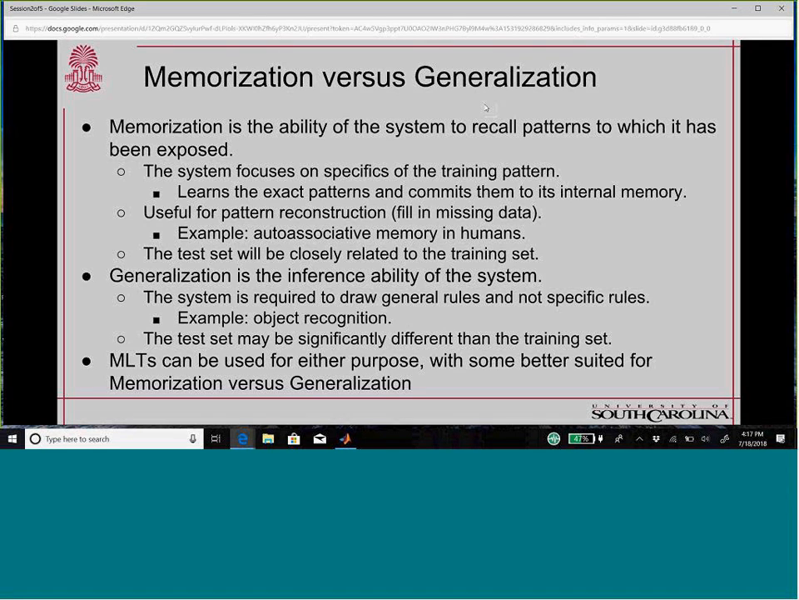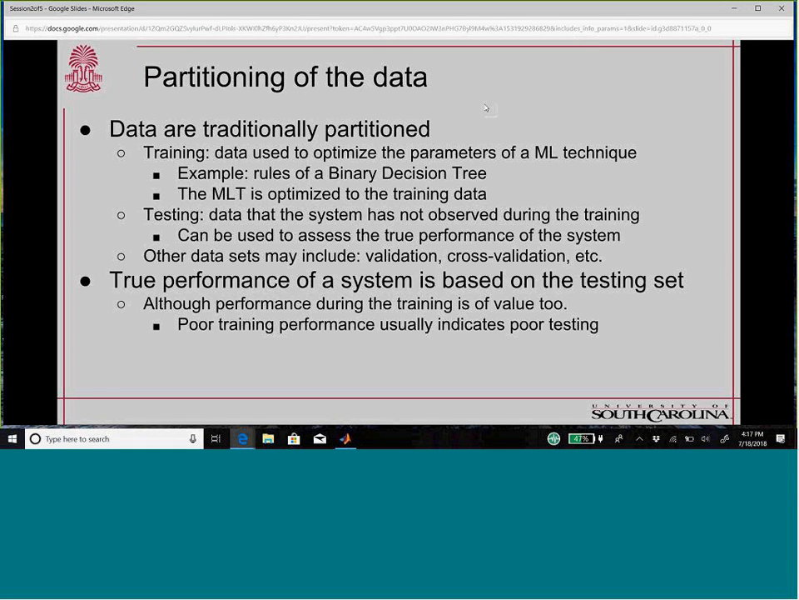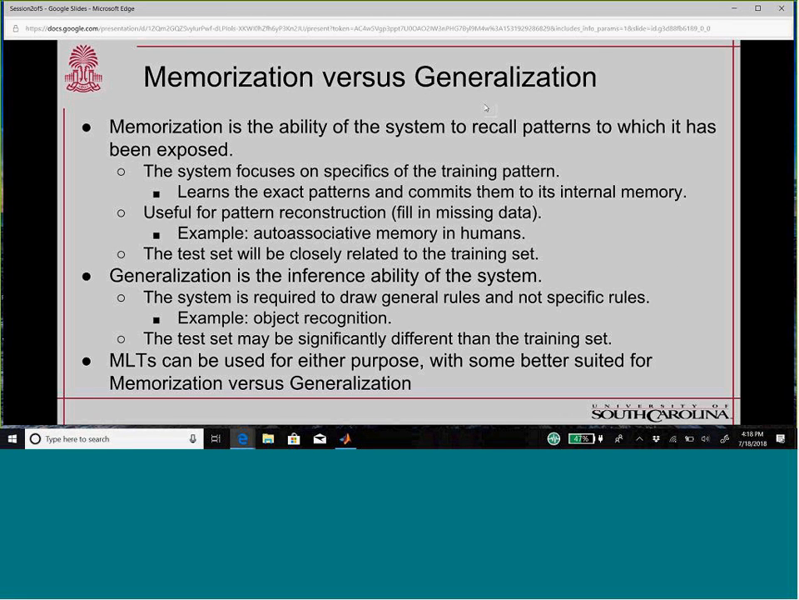We are really interested because we want to prevent the system from memorization, or steering the system towards memorization. That's where it comes in, how you actually partition your training and your testing data. If your test data has only some variations of your training data, you will force your machine learning technique to steer towards memorization. If your test data is very different from training data, then your system is forced to generalize. So how you partition your data into training and testing relates to whether you develop a memorization mechanism or a generalization mechanism.